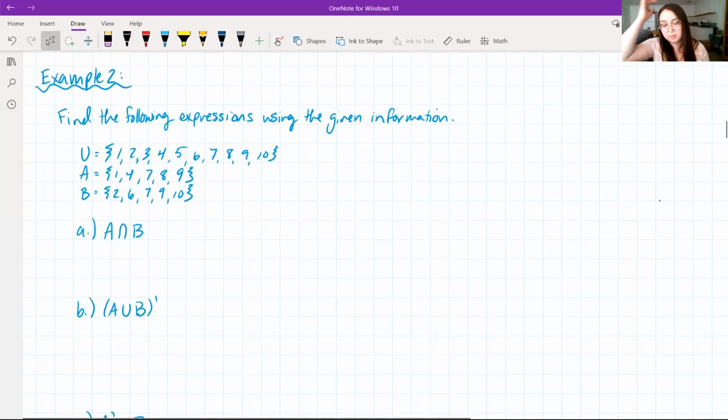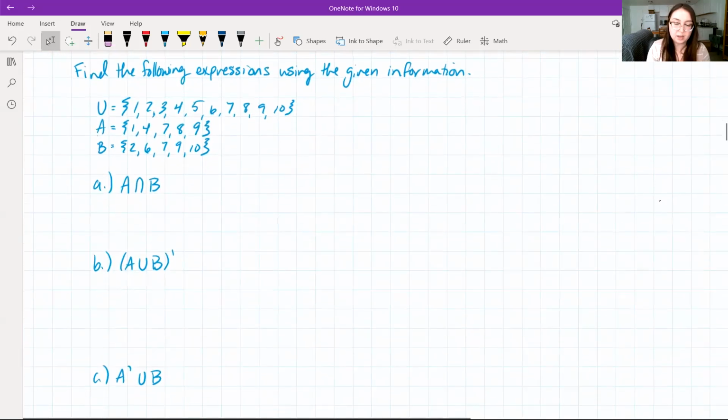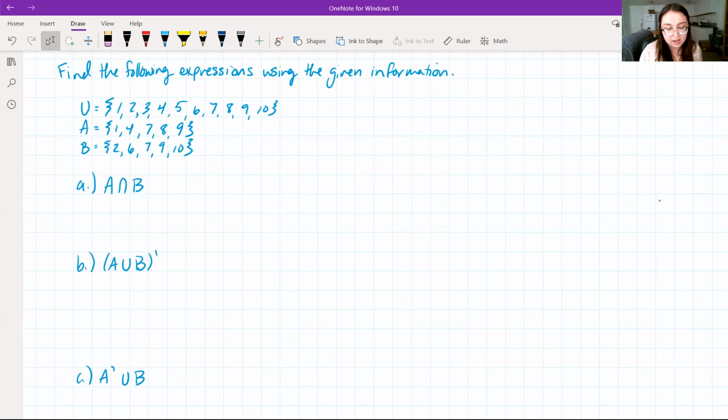All right, so then on to example 2. We have find the following expressions using the given information. U is equal to the set of 1, 2, 3, 4, 5, 6, 7, 8, 9, 10. So the values between 1 and 10. Then we have A is equal to the set of 1, 4, 7, 8, and 9. And B is the set of 2, 6, 7, 9, and 10. So we want to solve these following expressions. So for part A, we just want A intersection with B. So we're looking for the common elements, so the elements that these share.